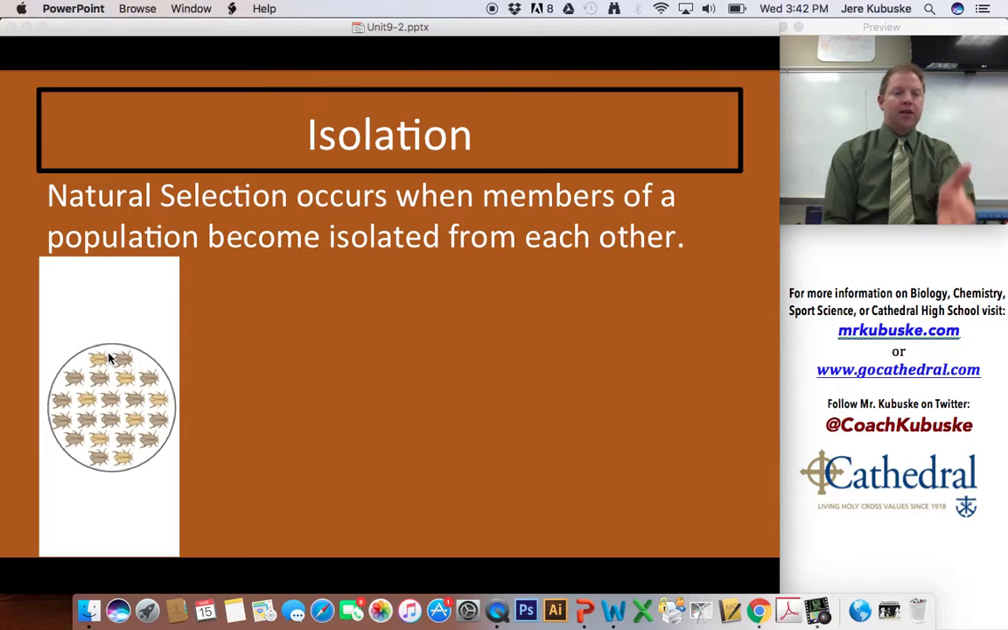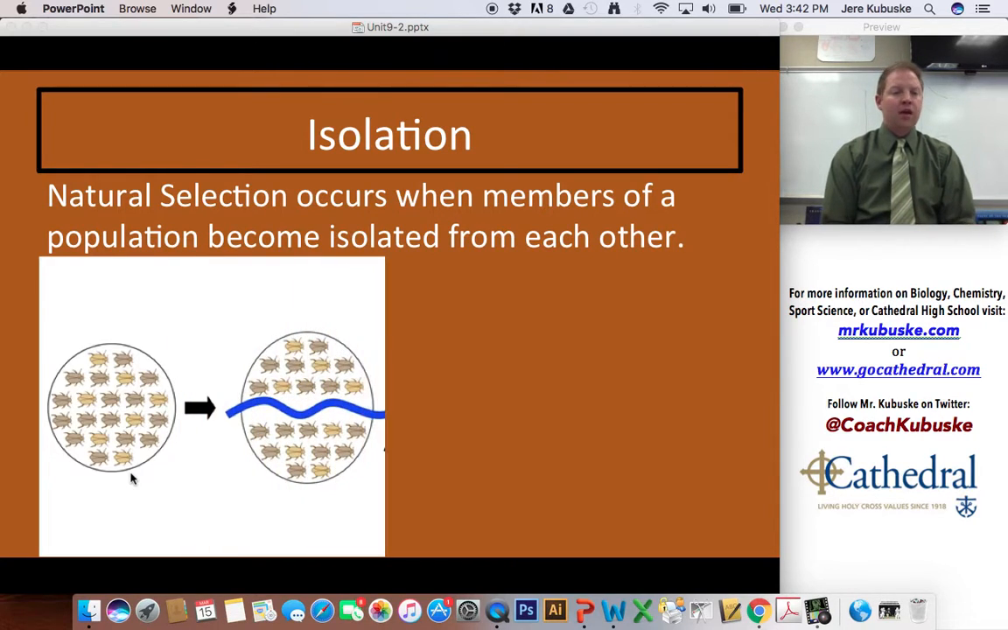Okay, so you can see in our example here we have two different types of bugs. They're all intermingled. They all reproduce together. Genes naturally appear of light and dark colored little beetles there. Let's say some type of isolation occurs, whether they're separated by a storm, or in this case separated by a stream forming in between them, and they can't get over. So whatever's on the left side is only going to stay on the left side, and whatever's on the right side is going to stay on the right side.